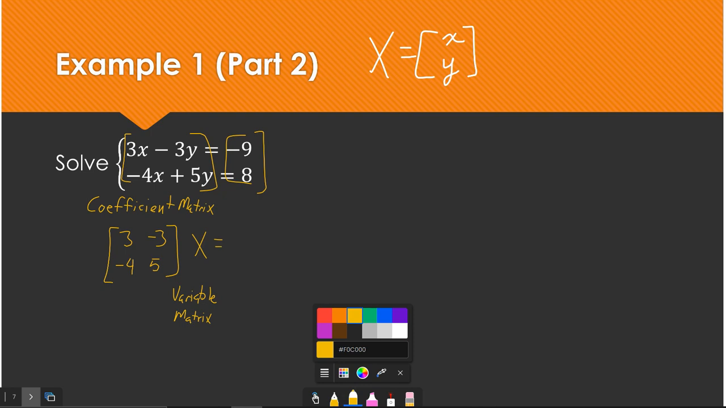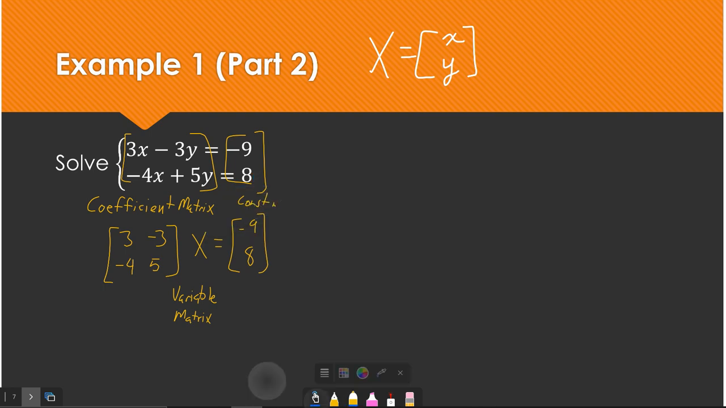Alright, so that's going to be equal to our constant matrix. So those are our constants on the other side of the equation, -9 and 8. So just like we would before, you can use our inverse matrices. So we need to find the determinant of this matrix 3, -3, -4, 5. So we're going to do our cross product.